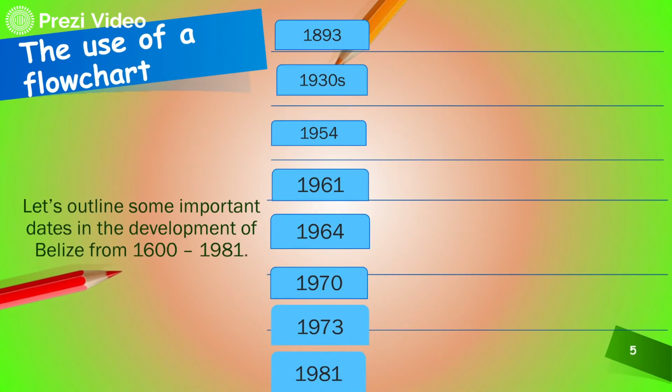We have 1893, 1930s, 1954, 1961, 1964, 1970, 1973, 1981. And 1981 is the final part. This is where Belize had gained its independence. Very good. We had just answered this question in our trivia game. So it's fresh in your mind and you know it.